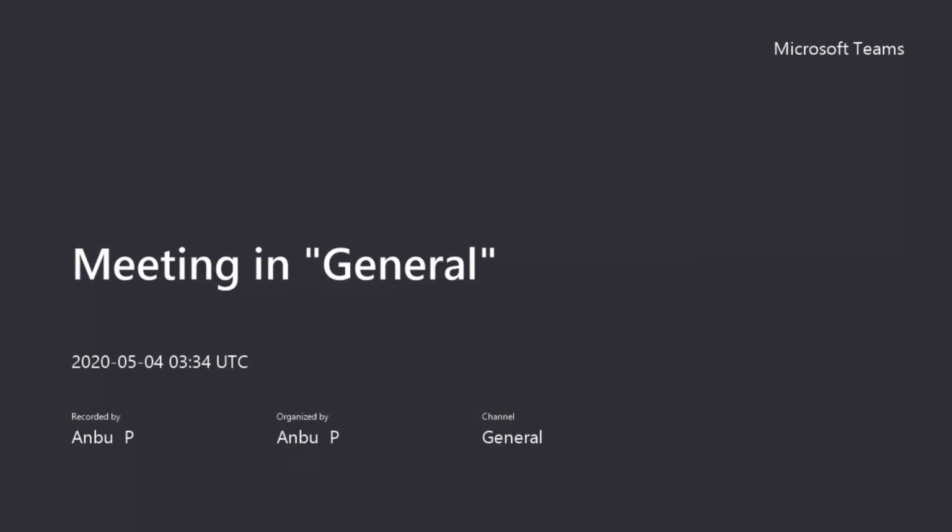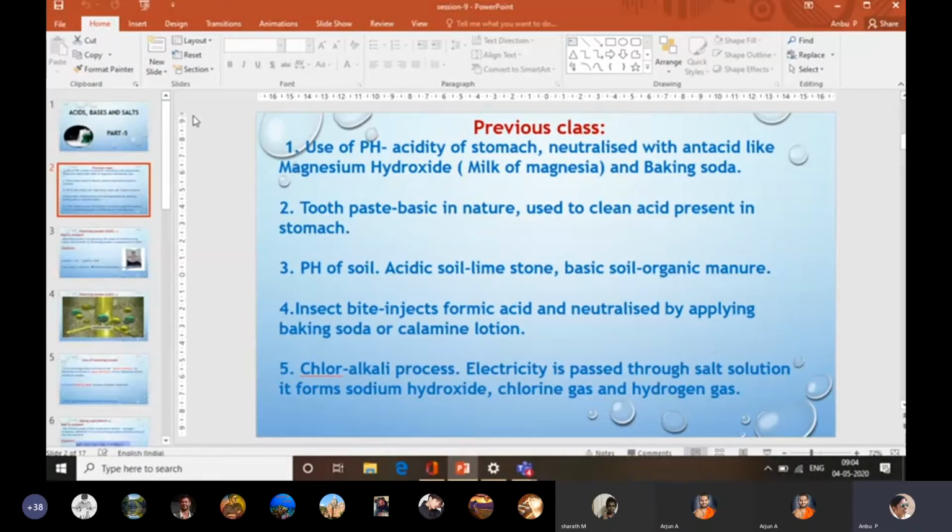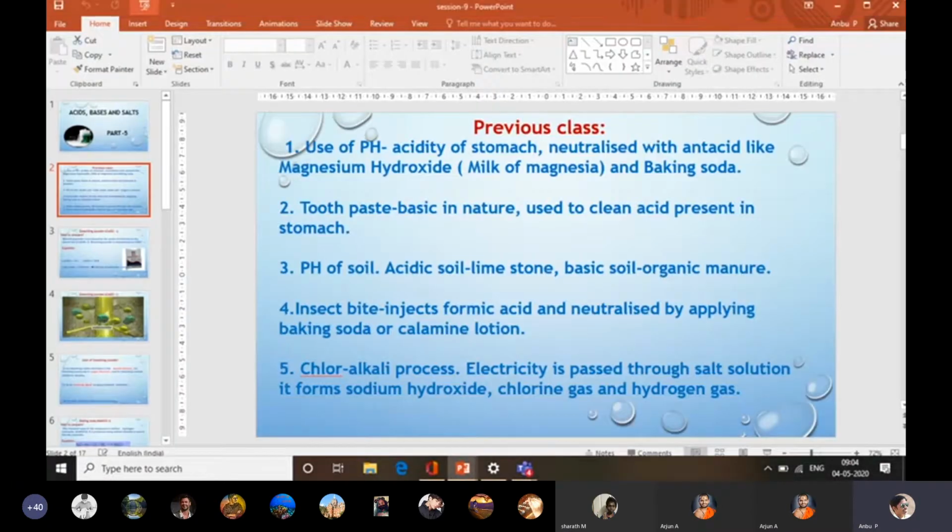So very good morning and welcome to class 10 chemistry online class. Now we are continuing with part 5 from the lesson, that is acids, bases and salts. So this is going to be the last part of the lesson, and this is most important, and in CBSE board exams many questions have come repeatedly from this part.